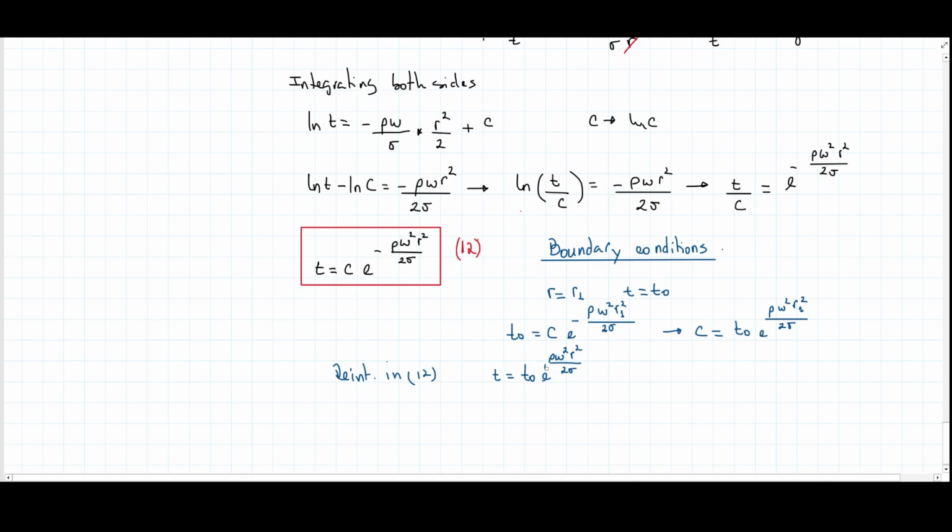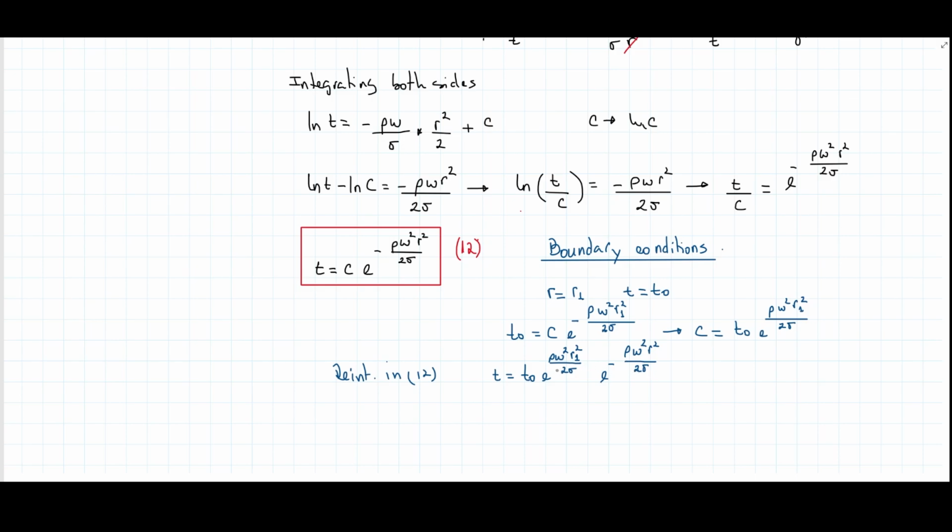Let me try to delete this one here. Yeah. And that's going to multiply what? This one here, R square. Remember that this is R1 here. Sorry. Yeah. Divided by 2 sigma.